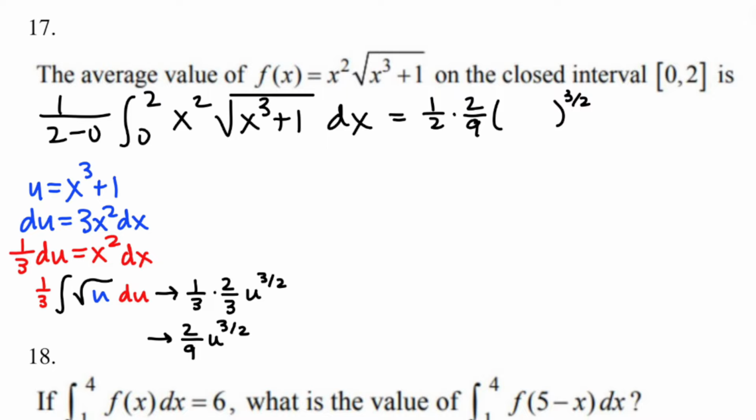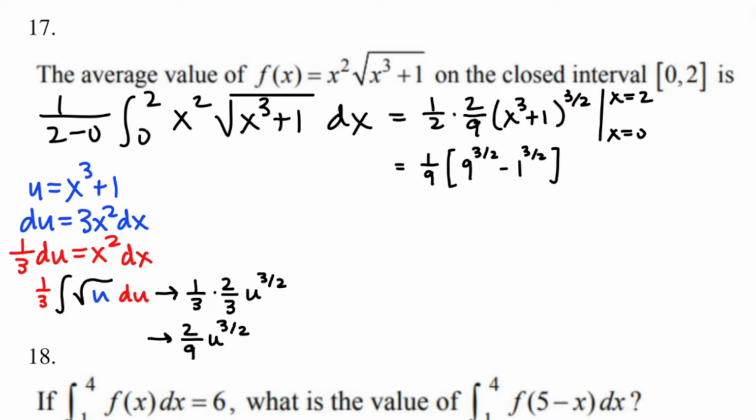And remember, I'm still multiplying by a half because I'm still taking an average value. Just don't want to lose track of that. So 1/2 of 2/9 u to the 3/2. u is x to the 3 plus 1. Let x go from 0 to 2. And so it's going to be a 1/9 on the outside. 2 to the 3rd plus 1, 0 to the 3rd plus 1. So I'm taking 9 to the 3/2 minus 1 to the 3/2, and for your response, safe to stop here.